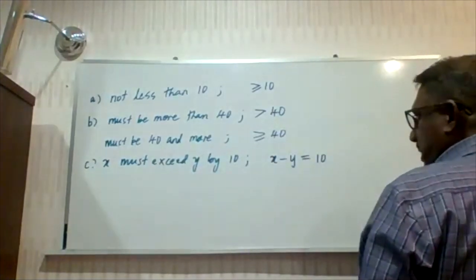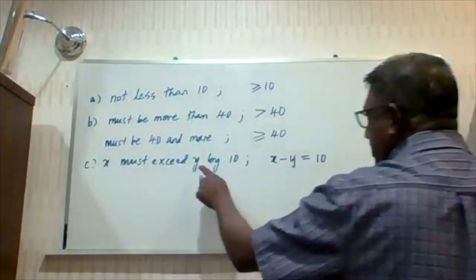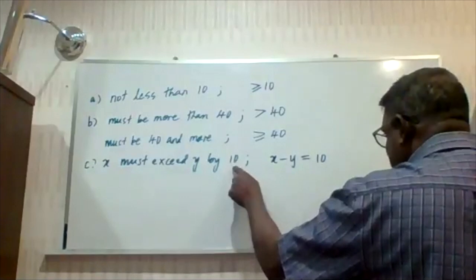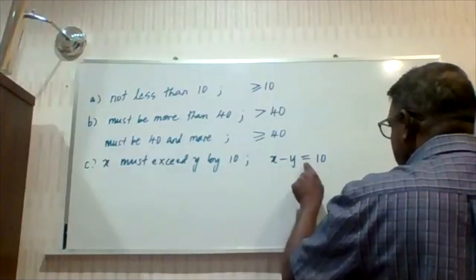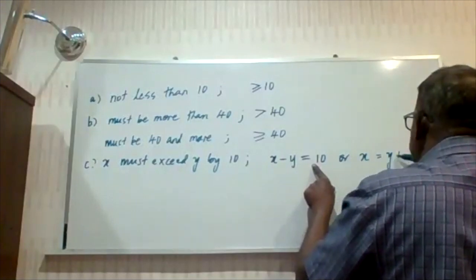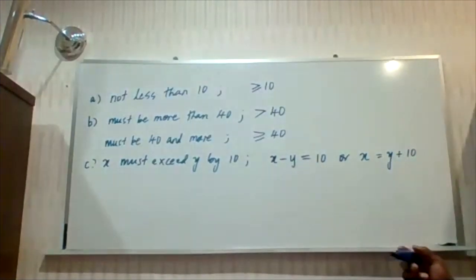By 10 means equal sign. So X must exceed Y. That means it must be greater than Y by 10. That means exactly 10. So X minus Y is exactly 10, or X is equal to Y plus 10. This is what it means by that.